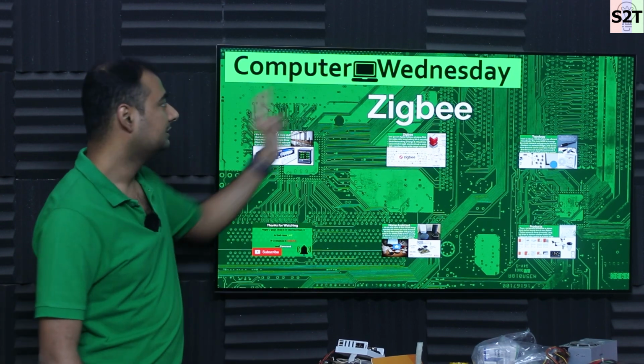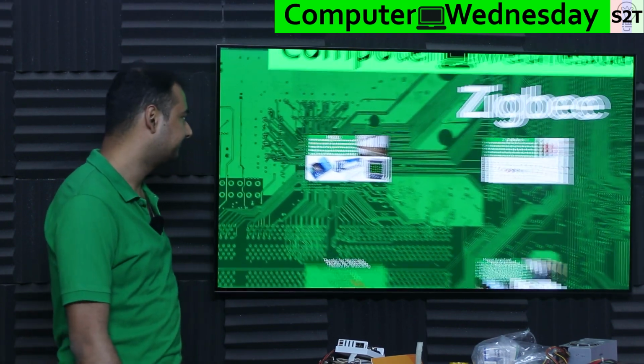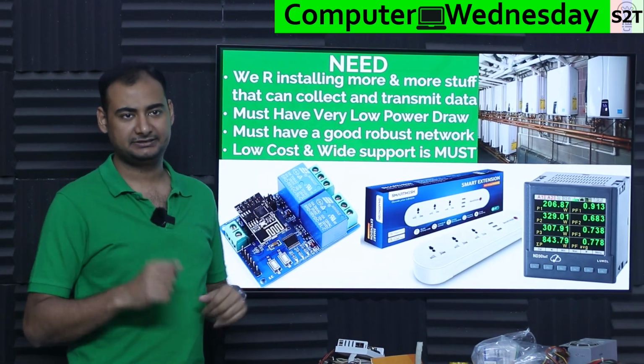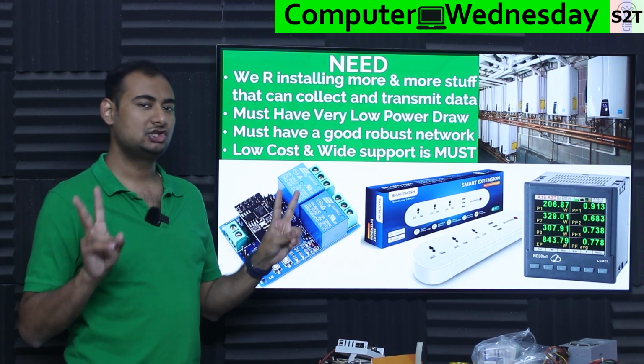In today's show, Computer Wednesday, we're going to talk about Zigbee. So let's dive deep into it. So what exactly is the need that we are fulfilling with Zigbee? Well, the reality is that we are installing more and more stuff.